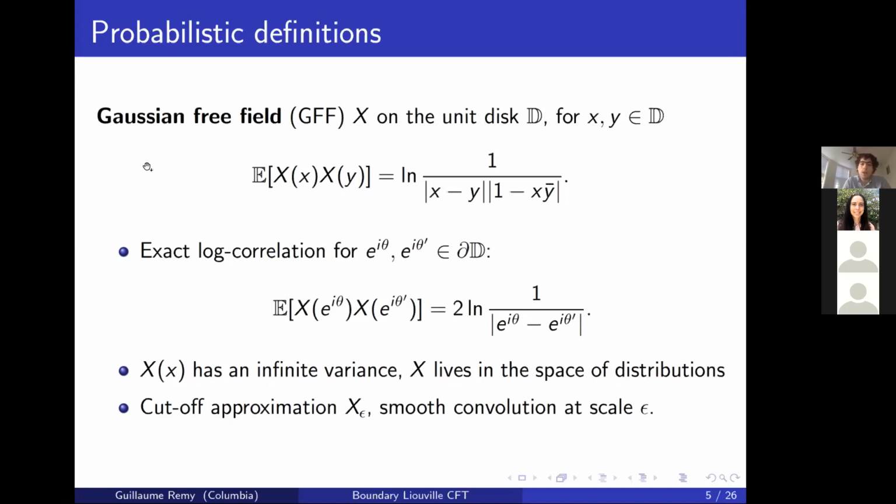So first we need our Gaussian free field. From now on, I'm working on the disk. The Gaussian free field I'm working with is the free boundary GFF on the disk, also called Neumann boundary condition. It is a Gaussian process with this covariance. It's nice to notice that if you choose two points on the boundary of your disk, it's an exactly log-correlated field. As you know, these fields have infinite variance at a point, so it actually lives in a space of distributions. To work with them, it's good to have X epsilon at your disposal. You can think of X epsilon as being smoothed by your favorite cutoff procedure, for instance smooth convolution or circle average. So this is our Gaussian free field.